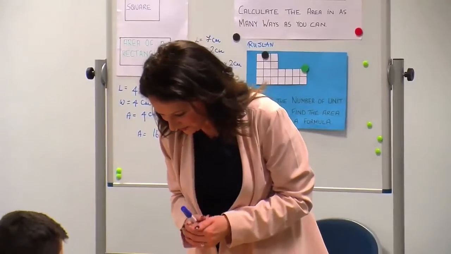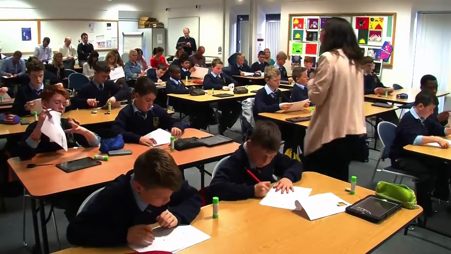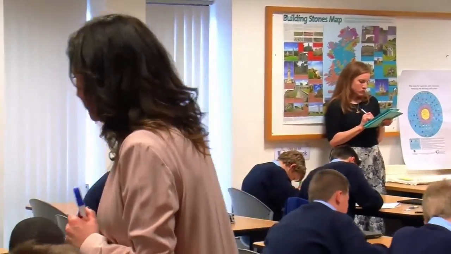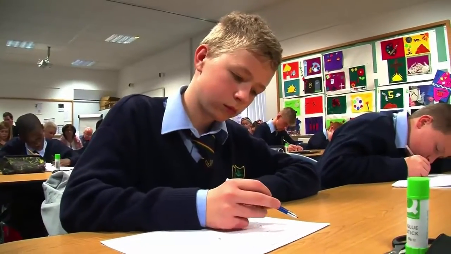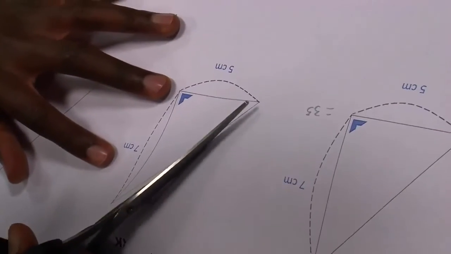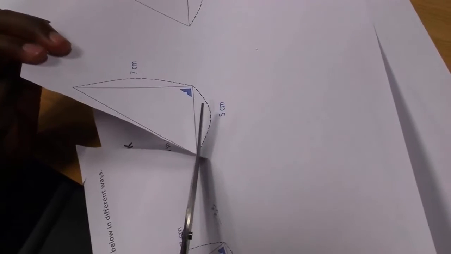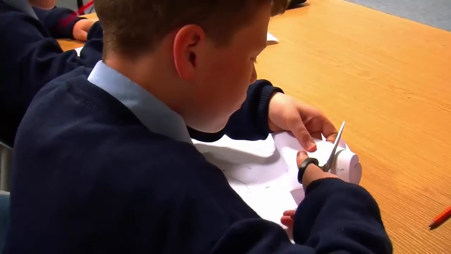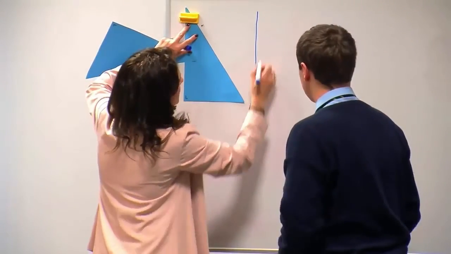Now, if you turn over the page. I'll just give you 5 minutes on this. Can you calculate the area of the triangle in 2 ways? 2 ways will be fine. 2 different ways. And I'll give you a little bit of space there to write in.